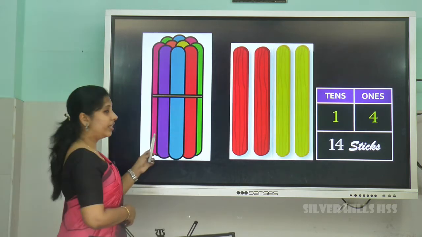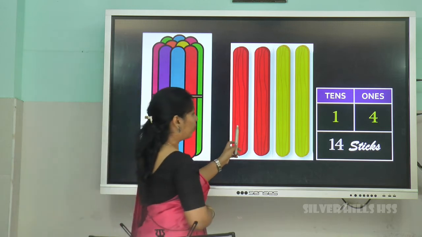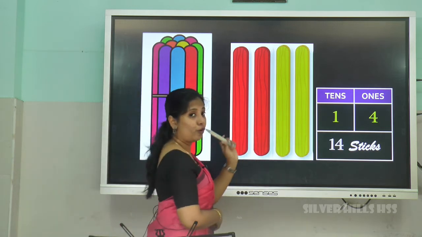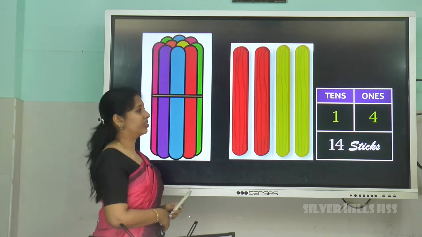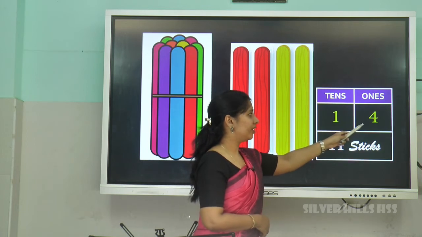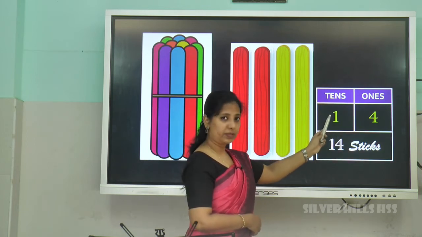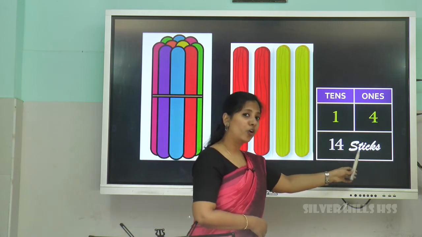Okay. Here you can see 10 sticks plus 1, 2, 3, 4. 4 sticks. 10 plus 4, 14 sticks. So, how we will represent? In ones place, we will write 4, and in tens place, we will write 1. So, altogether 14 sticks.